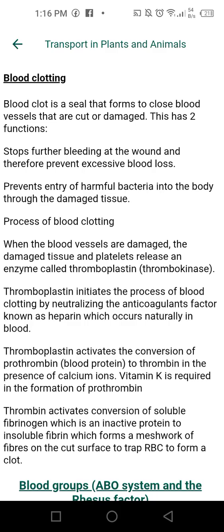Thrombin activates conversion of soluble fibrinogen, which is an inactive protein, to insoluble fibrin, which forms a meshwork of fibers on the cut surface to trap RBCs to form a clot.